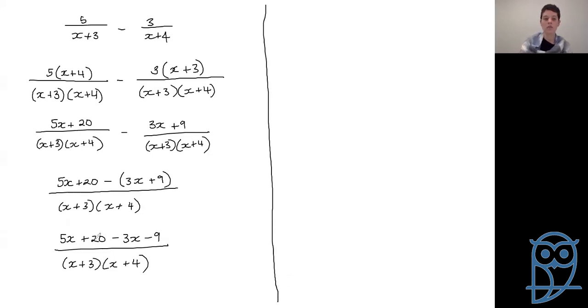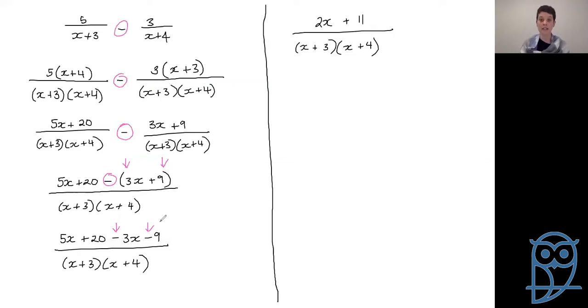Then, of course, we can combine like terms on top. So 5x minus 3x gives us a 2x. 20 minus 9 gives us plus 11 over x plus 3, x plus 4. 2x plus 11, there's no common factors in there, so there's nothing to factorize on top. And this is the end of our answer for this question. So that minus is so critically important. Those brackets keep everything safe so that the signs change when you do the subtraction.